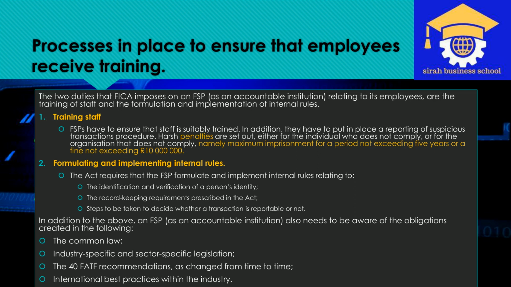2. Formulating and implementing internal rules. The Act requires that the FSP formulate and implement internal rules relating to the identification and verification of a person's identity, the record-keeping requirements prescribed in the Act, and steps to be taken to decide whether a transaction is reportable or not. In addition to the above, an FSP, as an accountable institution, also needs to be aware of the obligations created in the following.